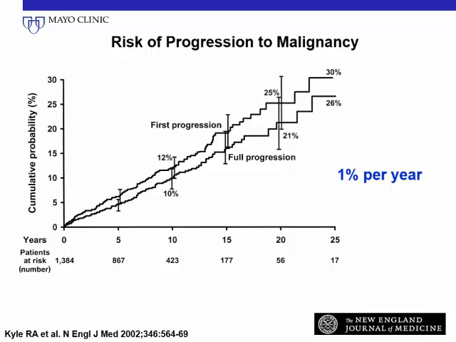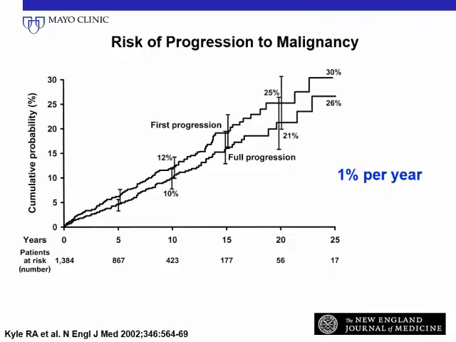How commonly does MGUS become myeloma? Well, the risk has been established by Bob, in 1,384 patients. The paper was in 2002 in the New England Journal of Medicine. It established that 1% of patients with MGUS each year go on to get multiple myeloma.